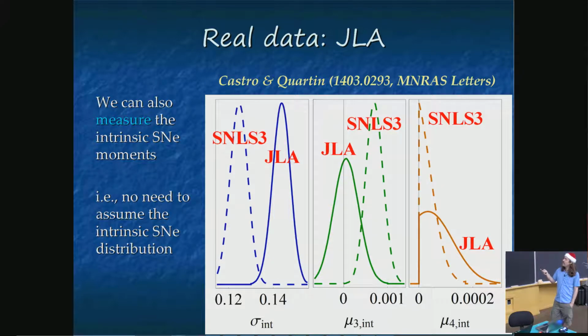What I'm saying is, from central limit theorem arguments, if I look at the data and I see a non-zero intrinsic skewness, I'll be worried. So this can also be used as a cross-check. I would be worried if I had it.